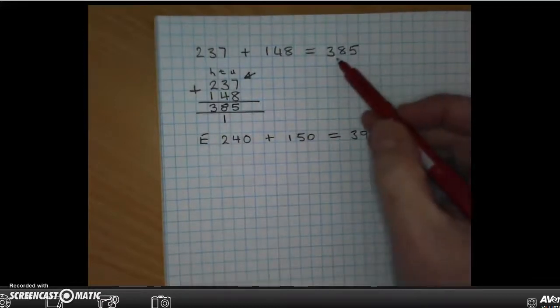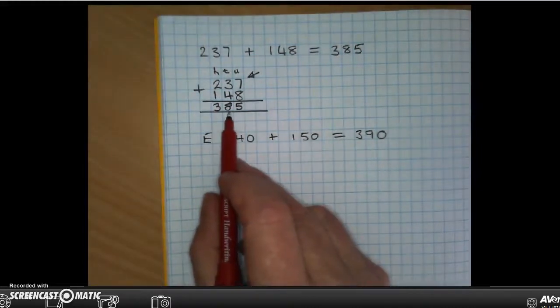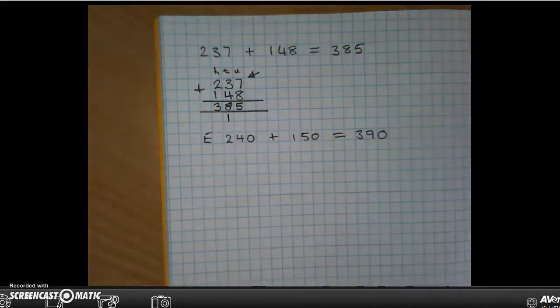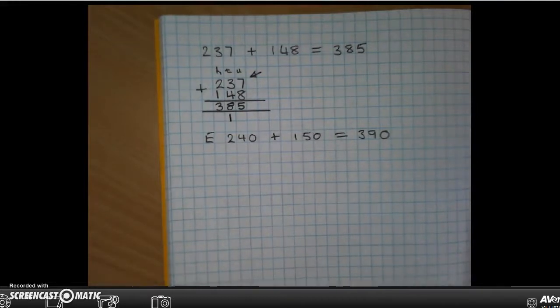I haven't got up here 3,850, or probably the most common mistake there would have been to put 3,815. So have a go, try to avoid making any mistakes by estimating, and do watch this video again if you're still unsure of the short vertical method of adding.